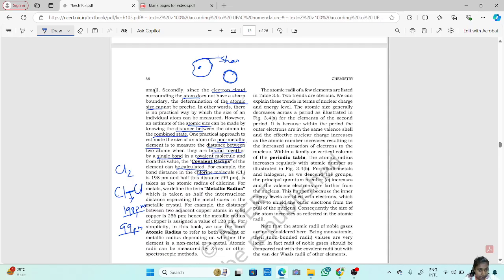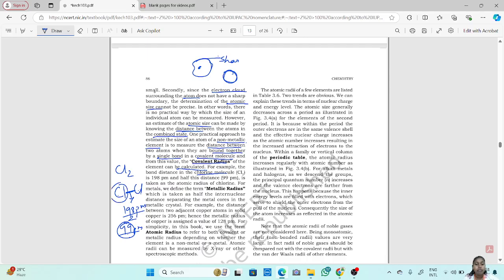So 198 is the entire distance, the complete distance. When you divide it by 2, because it is two atoms that are attached, you get 99 pm, and this 99 pm is considered to be the radius of one chlorine atom.